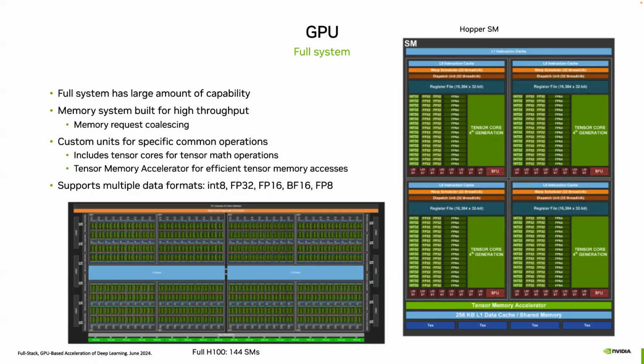I'm sure everyone's heard about tensor cores, designed to do tensor math very fast. We've got tensor memory accelerators now, designed to access the memory so that we can do these tensor operations very fast. And we support multiple data formats, even to the point where, honestly, int4 is not on here, but it should be in some of the latest ones.